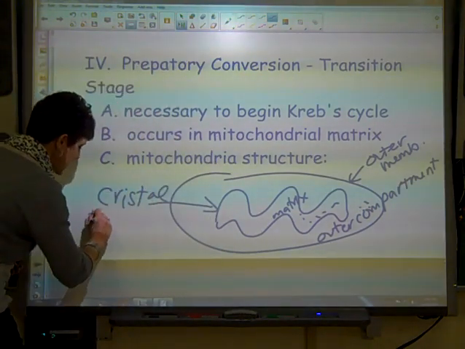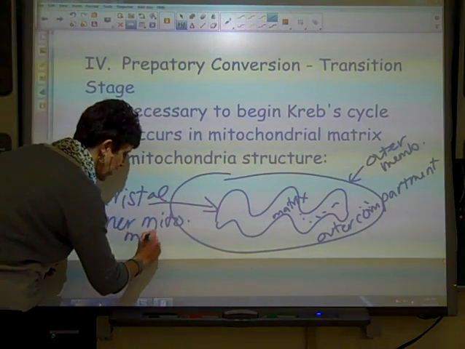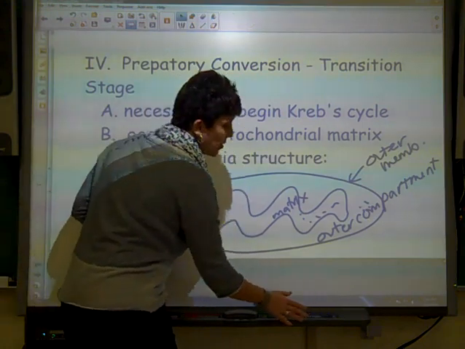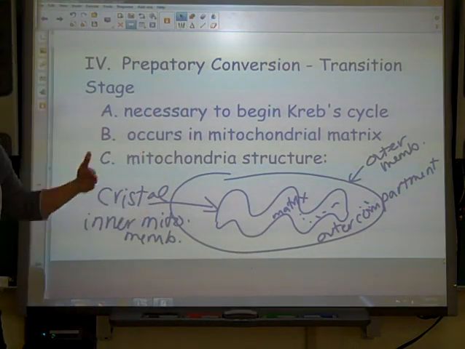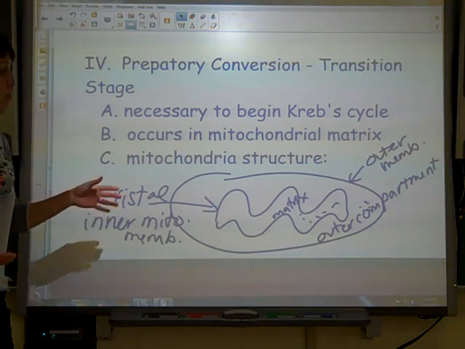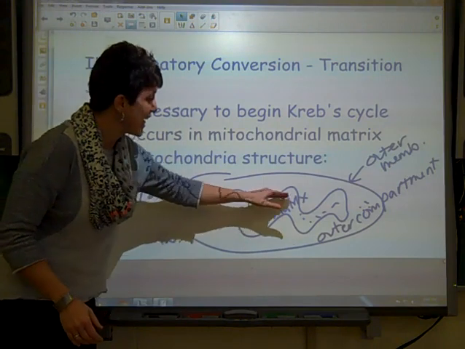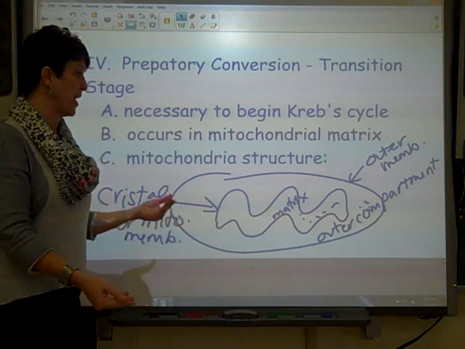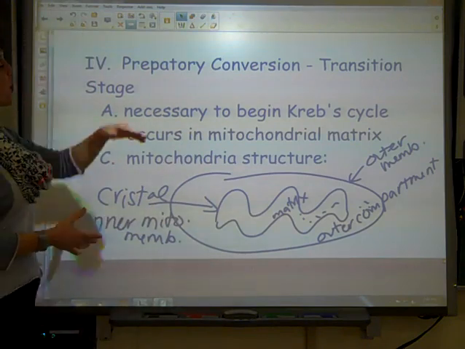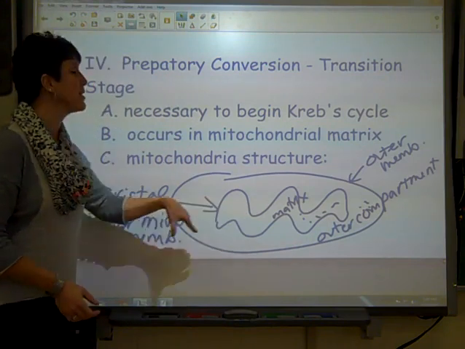The cristae is the inner mitochondrial membrane. So you'll remember that a chloroplast has a double outer membrane. The mitochondria also has a double outer membrane, but one is much further in. This cristae, the lining that's holding the matrix in, is the second membrane, the inner membrane. So this preparatory conversion that we're talking about happens in the matrix, so it happens in this middle space.